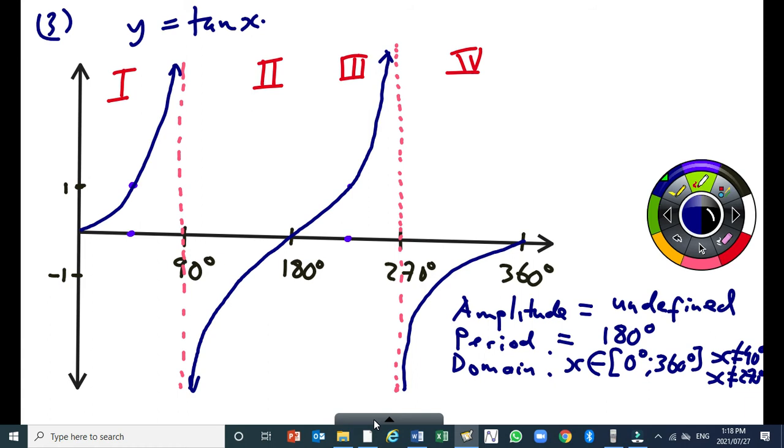Because it goes down, you can't measure it. It goes down to negative infinity, it goes up to positive infinity. For you to be able to determine the amplitude, you need to know what is the maximum value and what is the minimum value. For the graph of tan, you cannot know what's the minimum and what's the maximum.